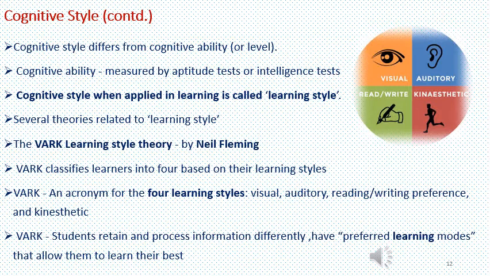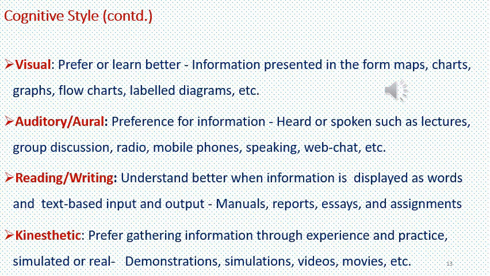There are several theories related to learning style. One of the popular ones is the VARK learning style theory put forth by Neil Fleming. According to the theory, learners can be classified into four based on their learning styles. VARK is an acronym that refers to the four learning styles: visual, auditory, reading or writing, and kinesthetic. VARK is focused on the idea that students retain and process information differently and have preferred learning modes that allow them to learn their best. Let's go into the details of the VARK learning style theory.